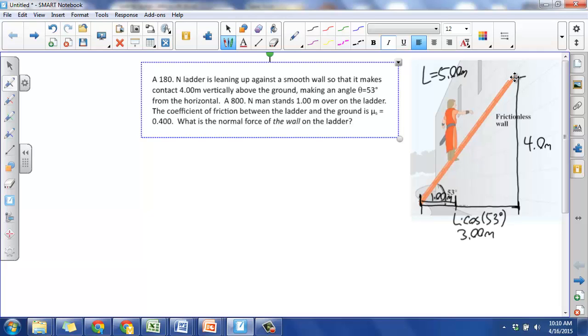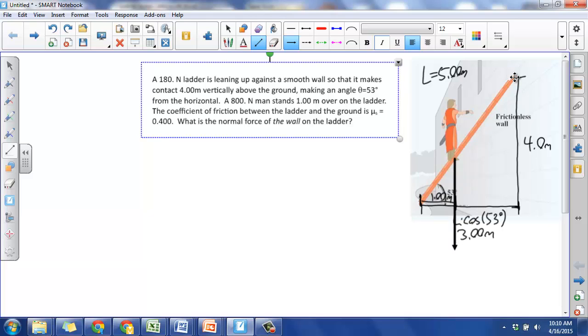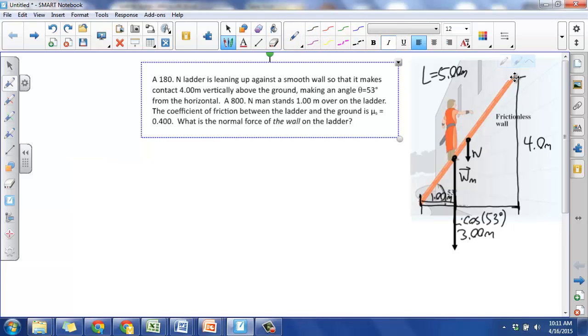So we're going to start by adding forces to our diagram at each point. So our forces, clearly we've got the weight of the man, which is going to be pretty large. That's 800 newtons. So this is weight of the man, and that's right there. We also have the weight of the ladder. Weights of extended objects always act at the center of mass, which is at that point right there. This is going to be a much smaller weight, only 180 newtons. But this is the weight of the ladder.